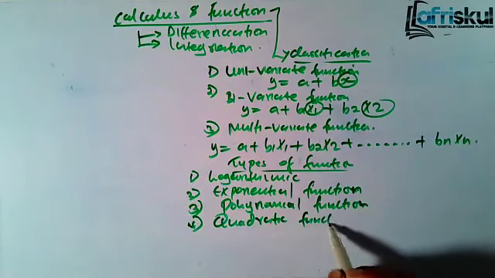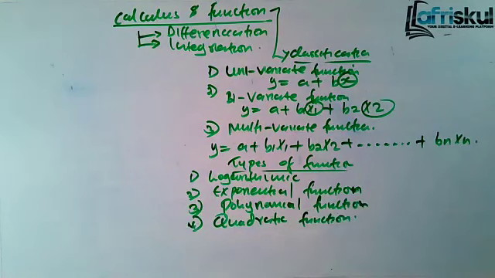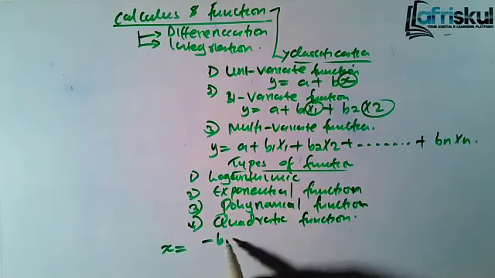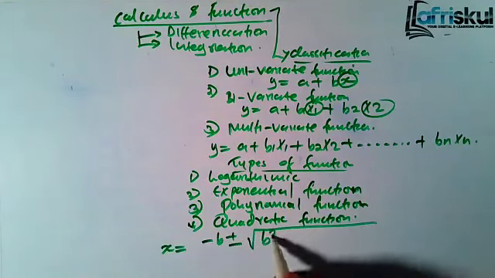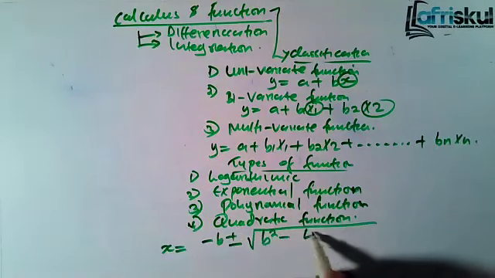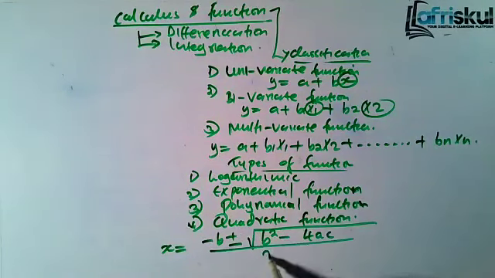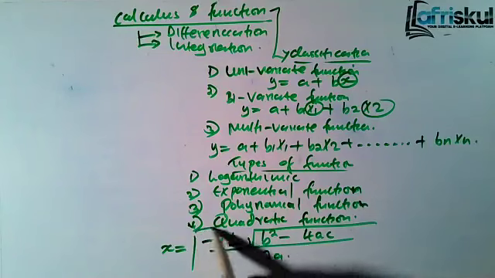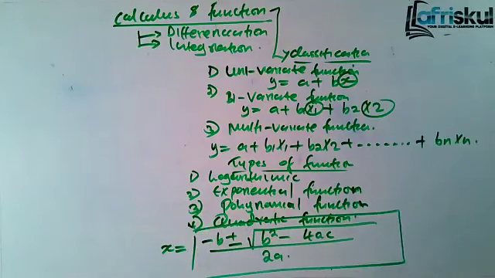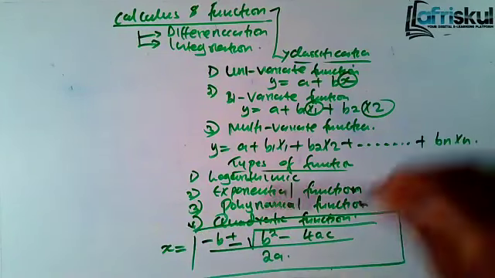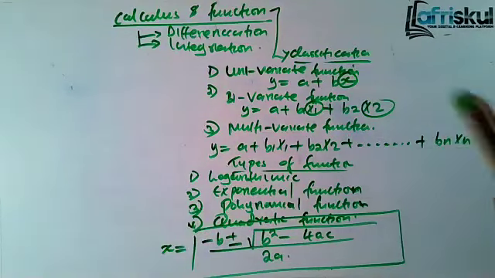Now, for the quadratic function, remember, how do we get it? Our x is given by minus b plus or minus the square root of b squared minus 4ac, all over 2a. So kindly get this, as it is widely applied under this topic. So those are the major classifications of functions, and those are the types of functions.